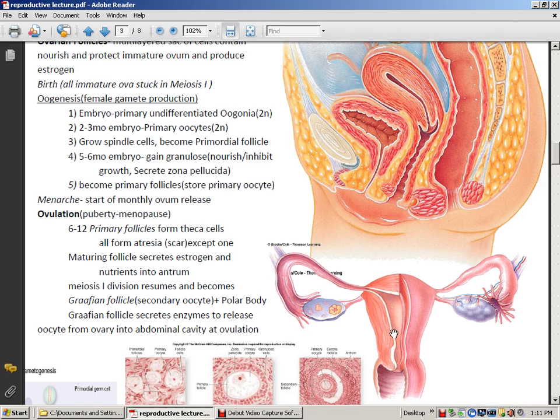So just remember the pathway. Once you release an egg, the pathway goes all the way through here. If something changes, like fertilization, then it's going to make a pit stop in the uterus, and it's going to take 9 months before it actually moves to the cervix and out the vaginal canal.